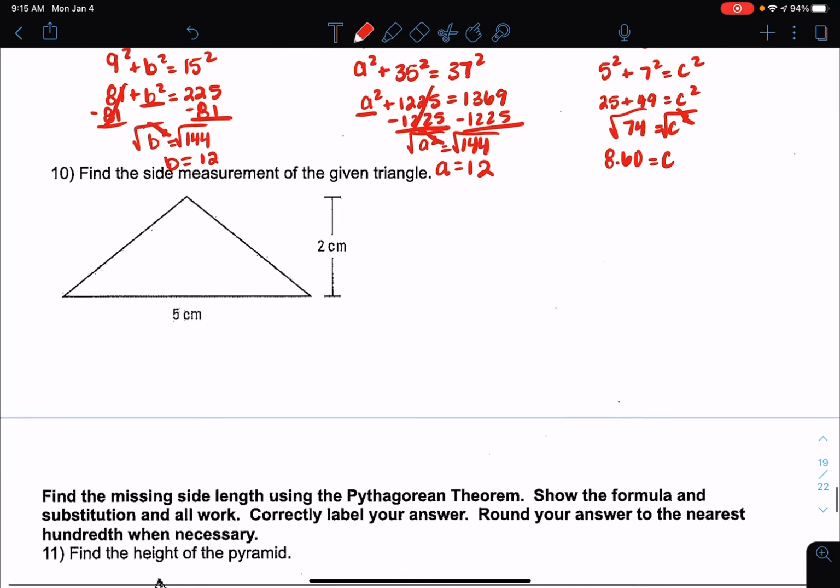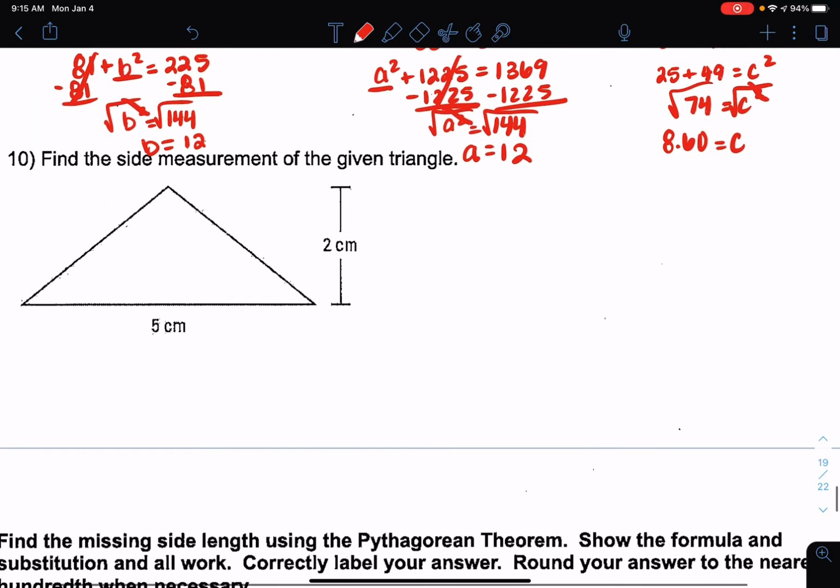So this one says find the side measurements of the given triangle. Okay, so they want us to find out what this measurement is right here or this one over here. And what they do give us is the hypotenuse right here, and they give us our height of the triangle. Now, they want us to find the side measurements. How we can do that is we can actually make this triangle into two triangles, so we can actually get a right triangle to find one of the side lengths.